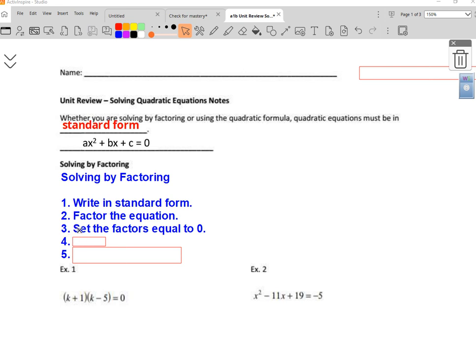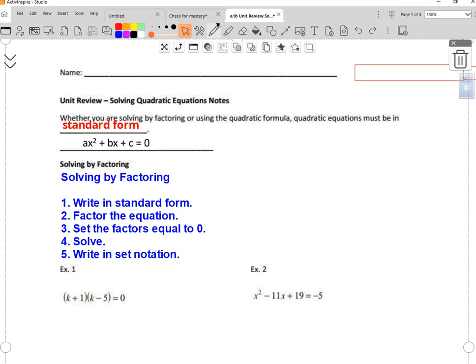Alright, y'all caught up with me? Second picture, then we solve, so usually there's two equations. Then we solve both equations, and we write it in set notation. So that's those little squigglies, the braces. So we're going to do an example. We've got two examples.